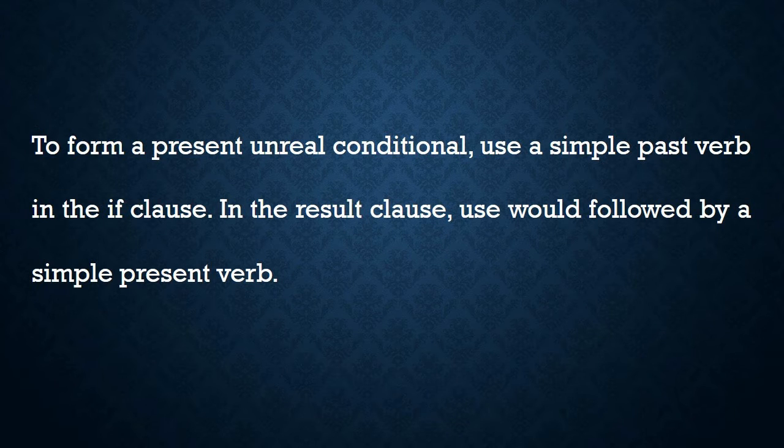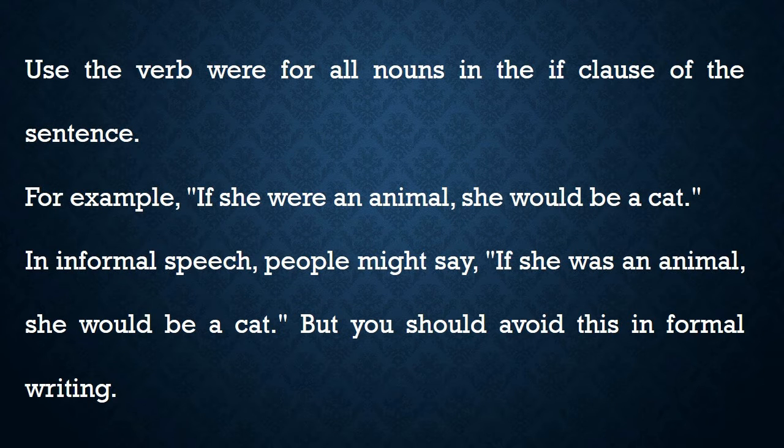To form a present unreal conditional, use a simple past verb in the if clause. In the result clause, use would followed by a simple present verb. Use the verb were for all nouns in the if clause of the sentence. For example, if she were an animal, she would be a cat. In informal speech, people might say, if she was an animal, she would be a cat. But you should avoid this in formal writing.